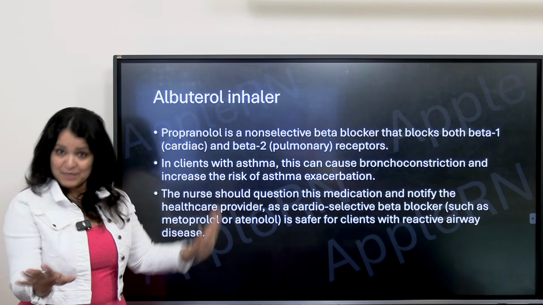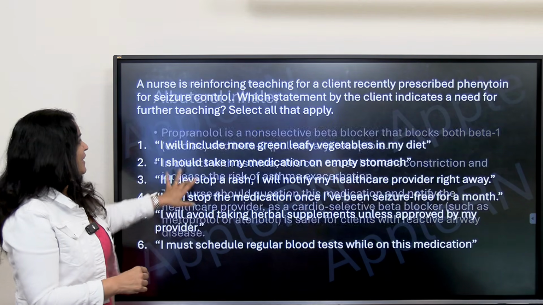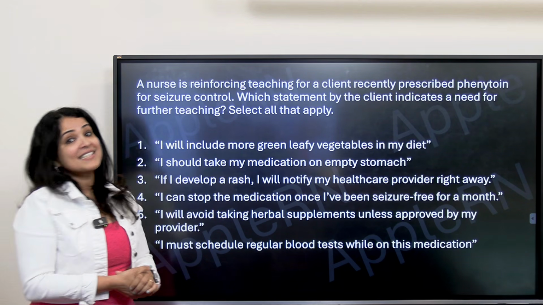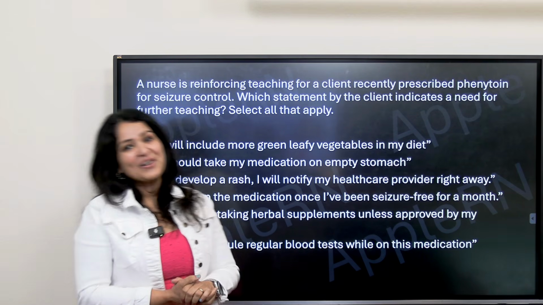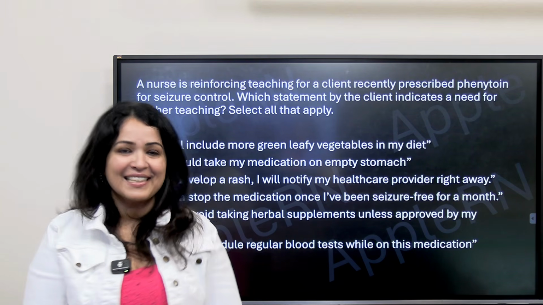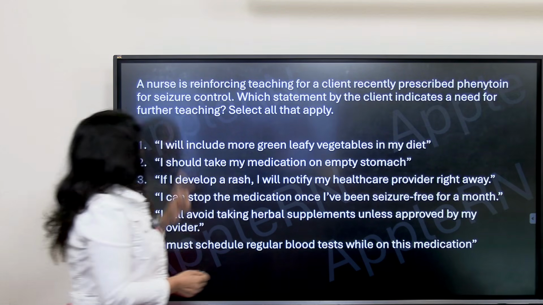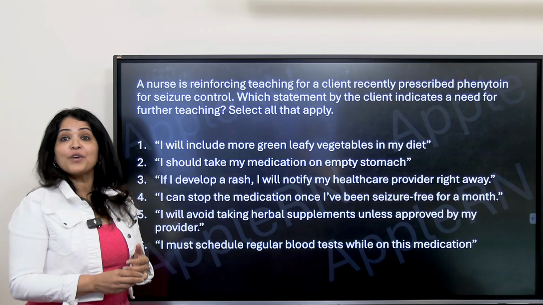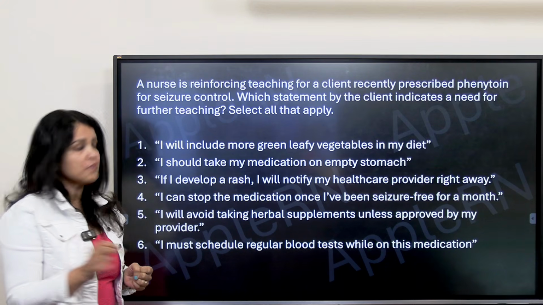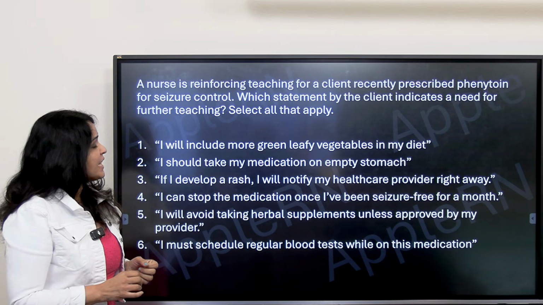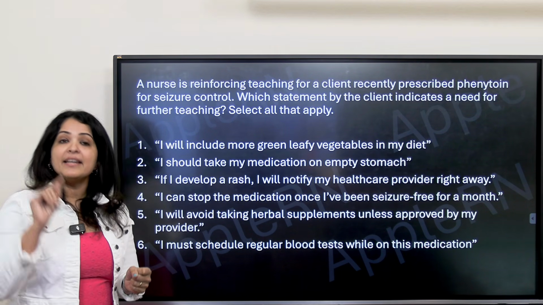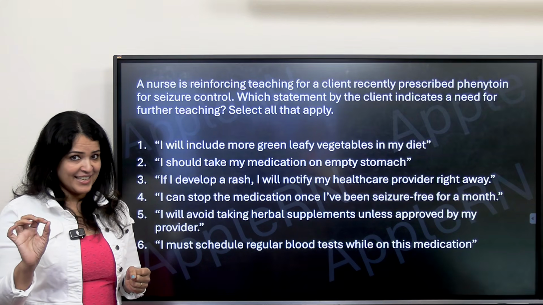Oh, sorry, this is the explanation which we just talked about. So here we go. It's a select all that apply question, and I know many times people are scared about select all that apply questions, so we are going to do some of them today. A nurse is reinforcing teaching for a client prescribed phenytoin for seizure control. Which statement by the client indicates a need for further teaching?